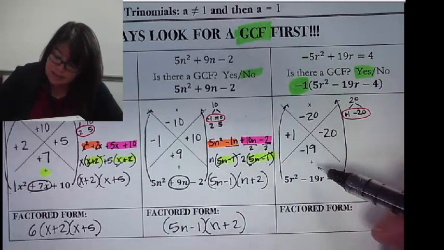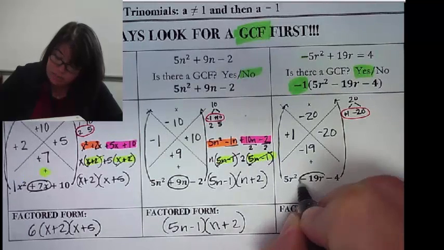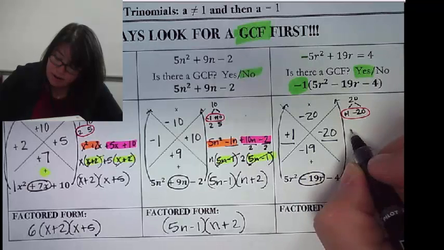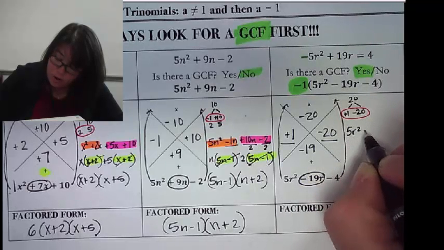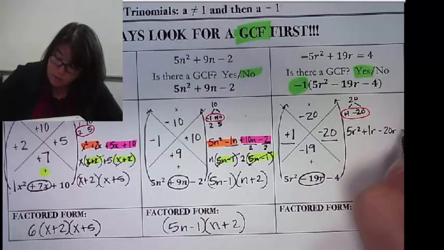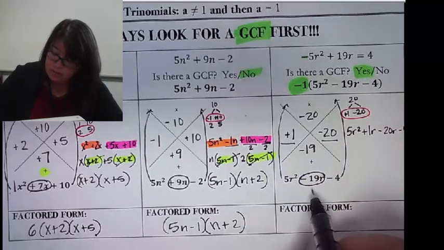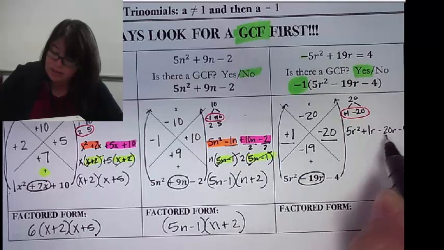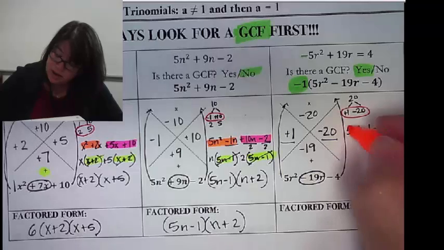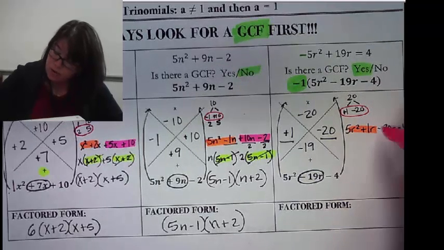So now I'm going to take this and I'm going to rewrite this middle term as plus 1 and negative 20. Watch. 5r squared plus 1r minus 20r minus 4. So all I did was rewrote this middle term. I split it up. My first term and my last term stayed exactly the same. But now, ta-da, I have two groups.